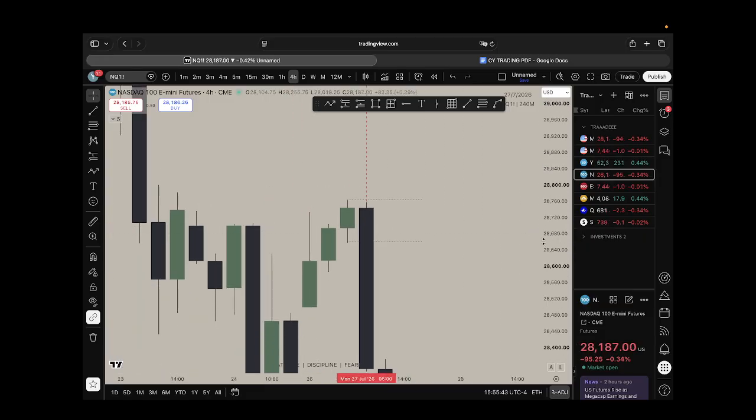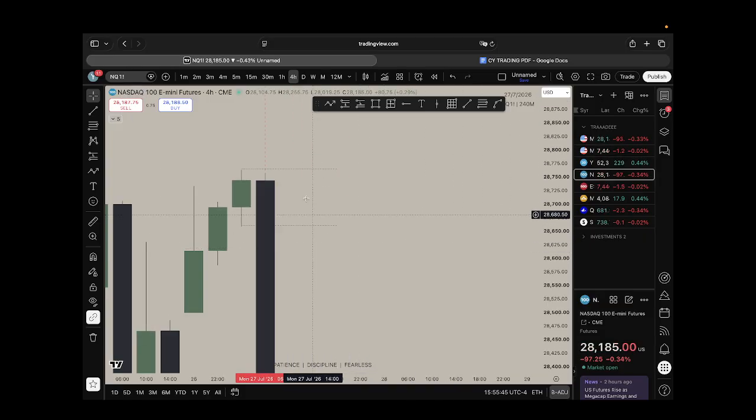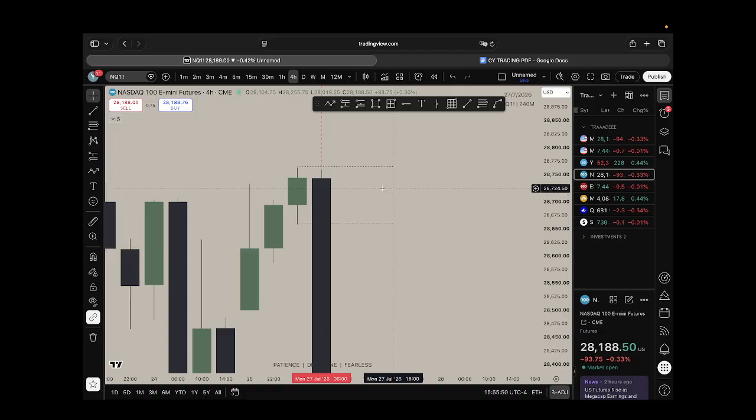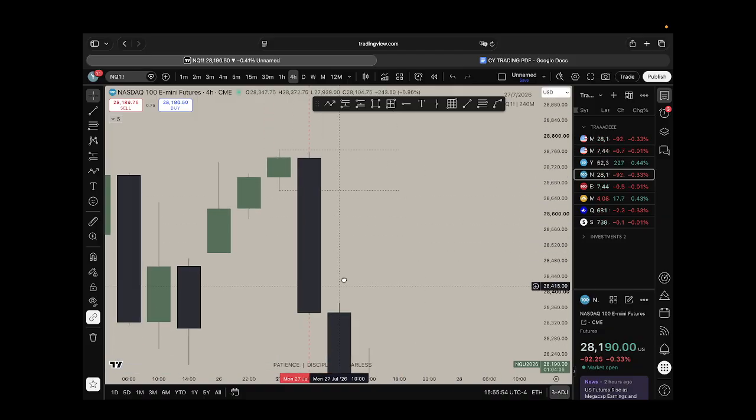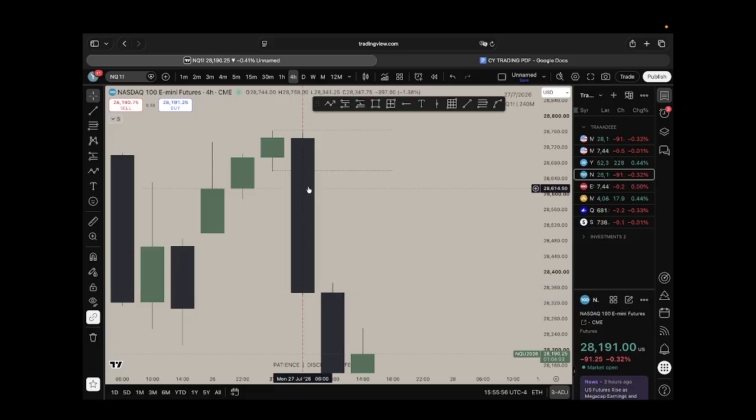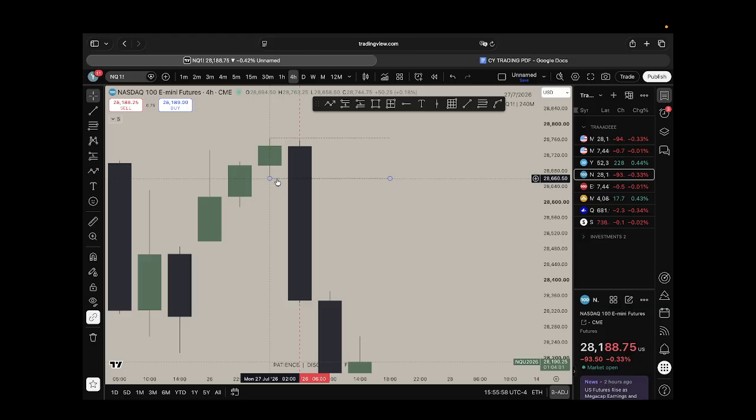Now, the way that I look at bias is I have both sides marked out right here, and then I look for this 6 a.m. candle closure, right, which closes right before 10 a.m. because it's a 4-hour candle. I wait for it to close outside of one of these wicks.